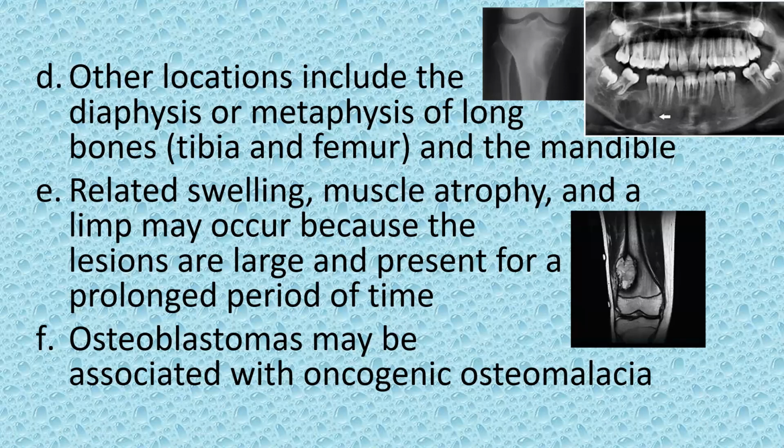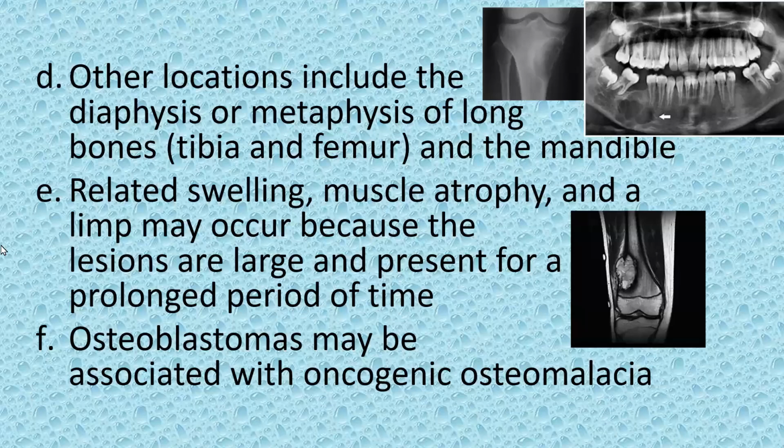You have, by MRI, related swelling, you have muscle atrophy, you have a patient who has a limp, and the lesion can be quite large at times. Osteoblastomas may be associated with oncogenic osteomalacia.